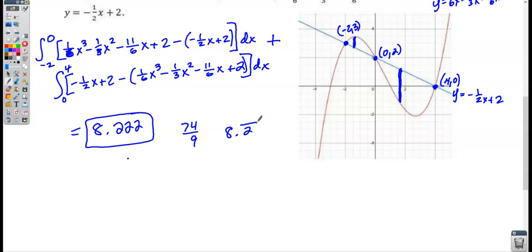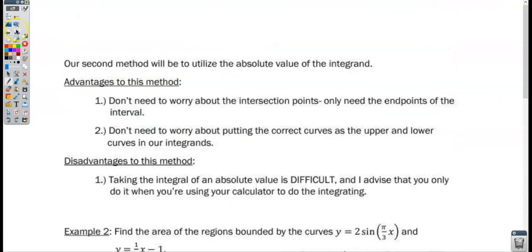All right, so that's one method. We can split it up into multiple integrals. The second method is to utilize the absolute value of the integrand instead of splitting it up. Some advantages: we don't need to worry about the intersection points. We only need the endpoints of the entirety of where the curves overlap. We don't need to worry about putting the correct curves in order as the upper and lower curves in our integrands. It doesn't matter what order we put them in when we use the absolute value method.